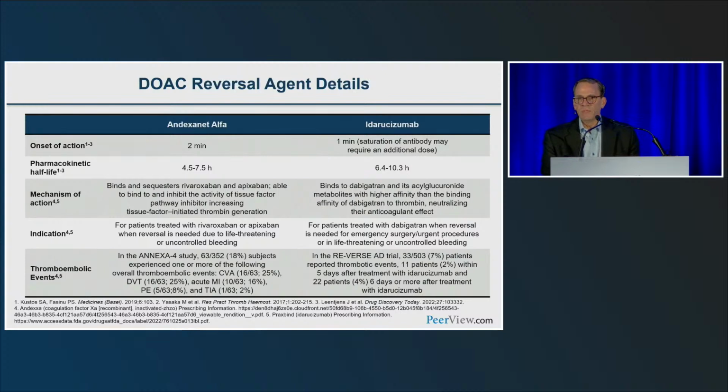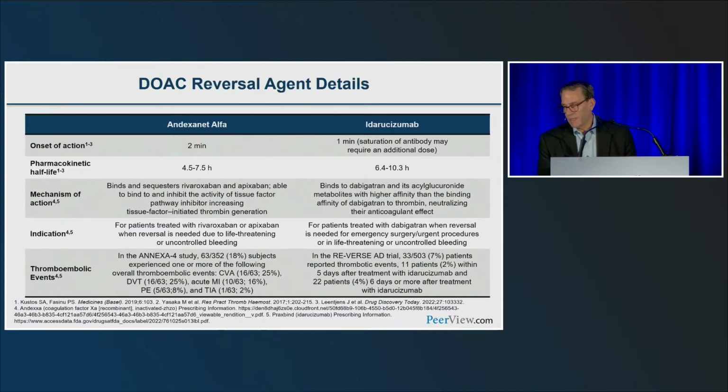So the two reversal agents, and these two trials ran concomitantly, the Annexa 4 trial and the Reverse AD trial, Charlie Pollock's trial. Both were single cohorts without control groups, because at the time anyway, and these trials started around 2015, 2016, there was no acceptable control, and it was felt unethical to give placebos to patients who were bleeding to death.